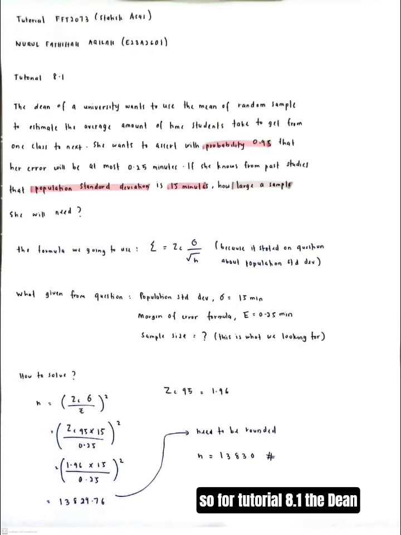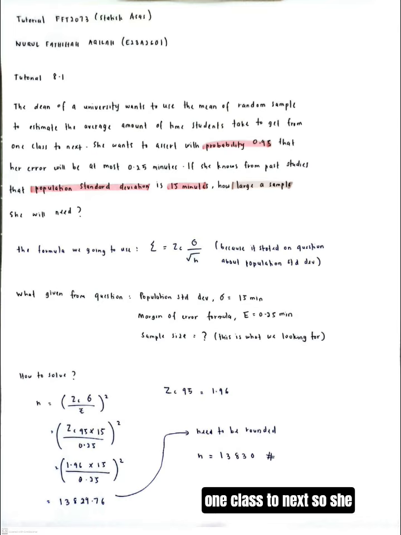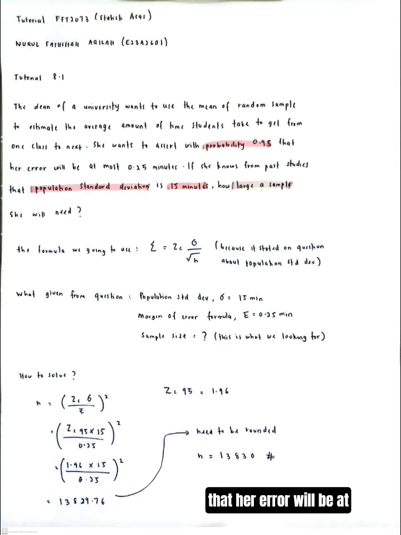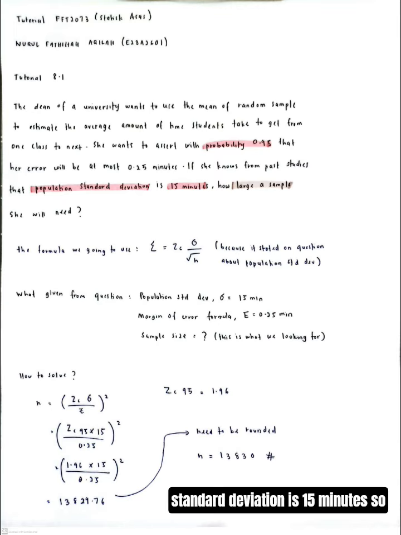So for tutorial 8.1, the dean of a university wants to use the mean of a random sample to estimate the average amount of time students take to get from one class to the next. She wants to assert with probability 0.95 that her error will be at most 0.25 minutes. If she knows from past studies that the population standard deviation is 15 minutes, how large a sample will she need?